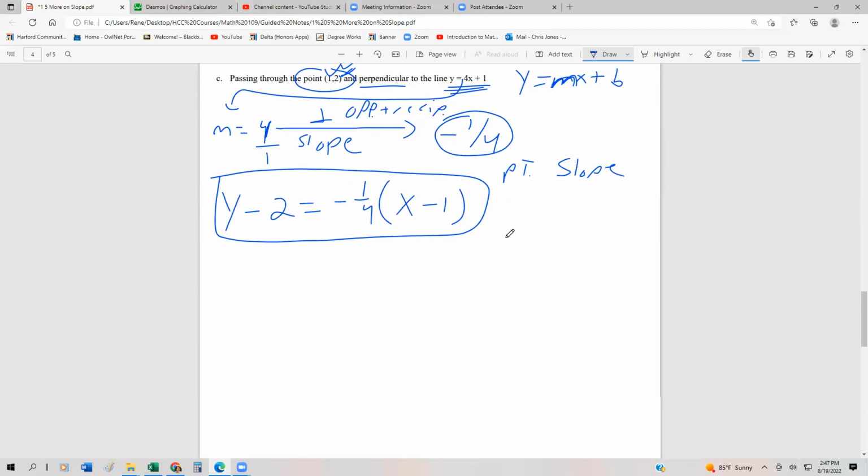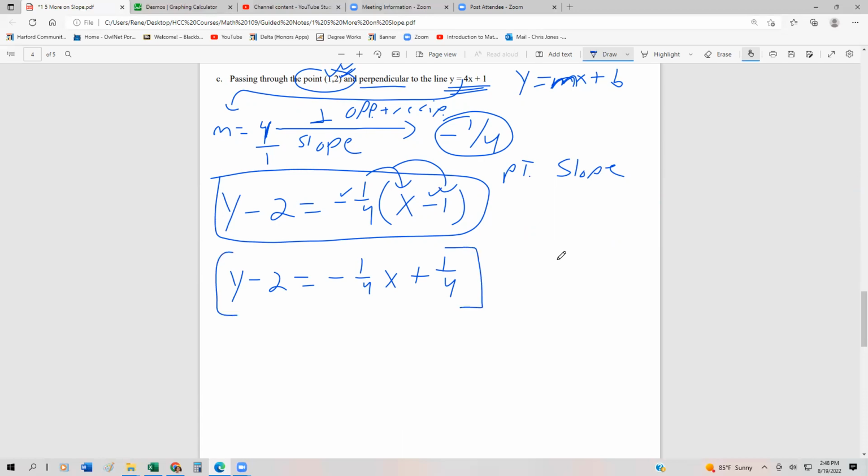Next thing we're going to do is get it to the general form. So just like we did in the previous problem, we're going to distribute. So we're going to say y minus 2 is negative 1/4 x plus 1/4. Okay, so negative times negative is positive. And then remember, 1 can be 1 over 1. Remember that trick. We're going to get rid of all the fractions by multiplying the entire equation by the denominator 4.